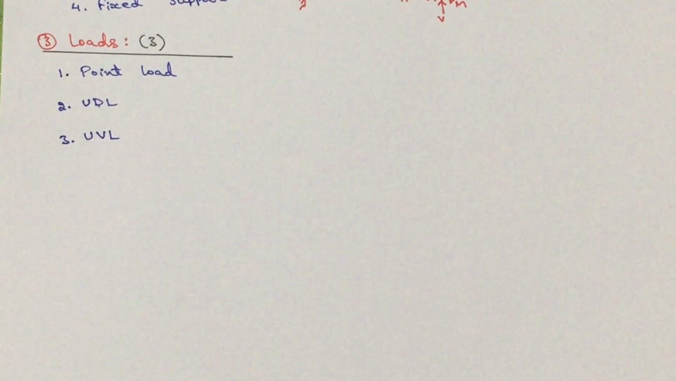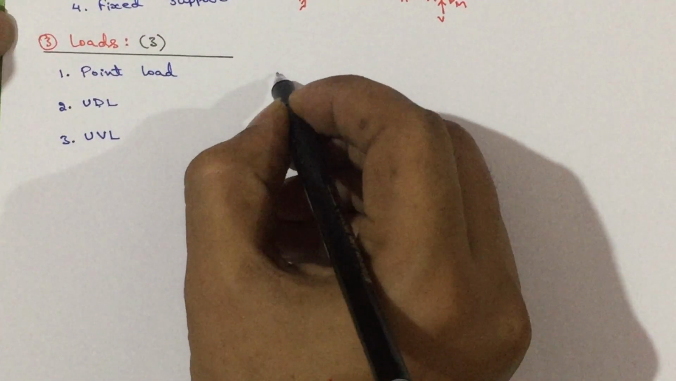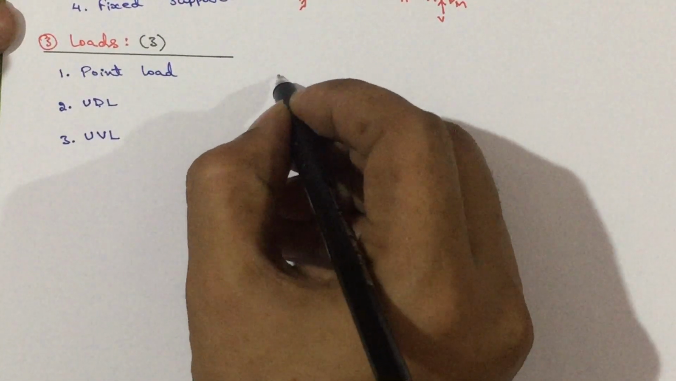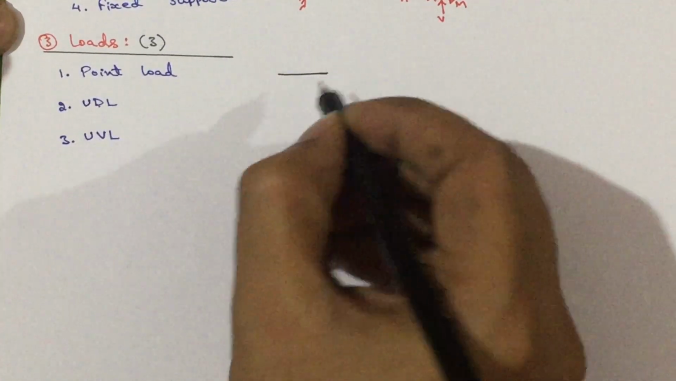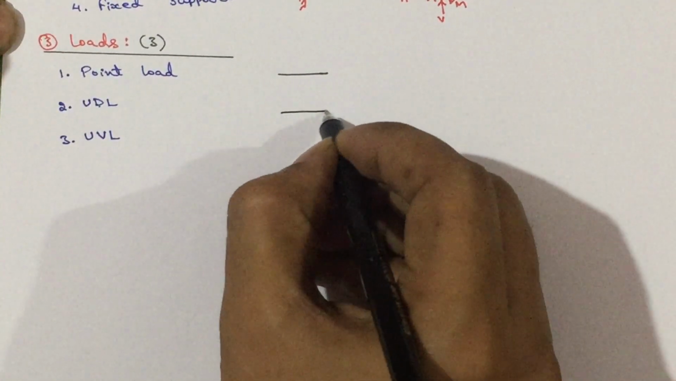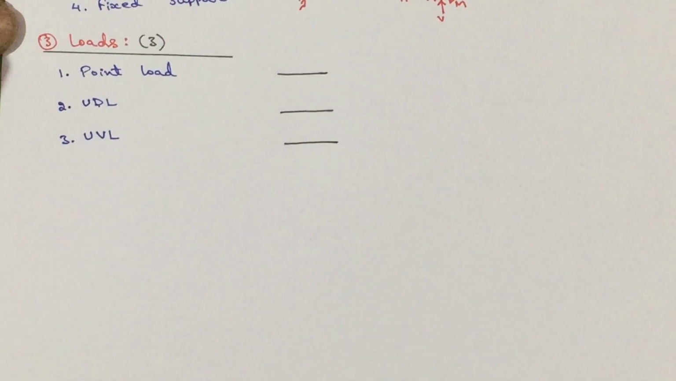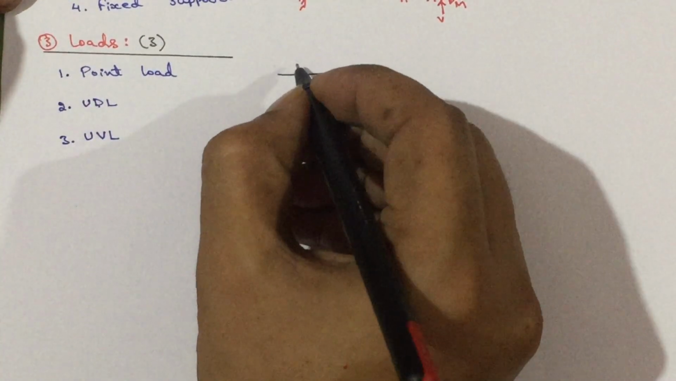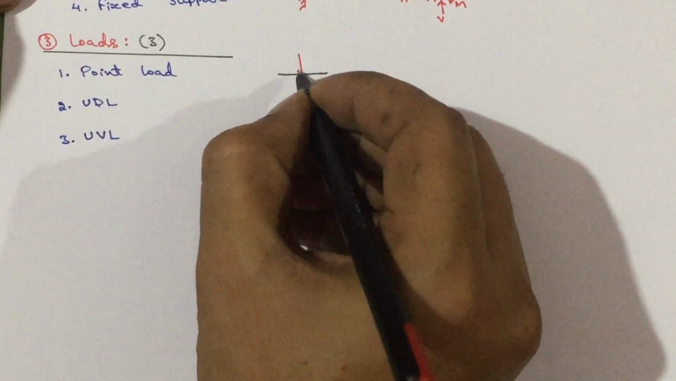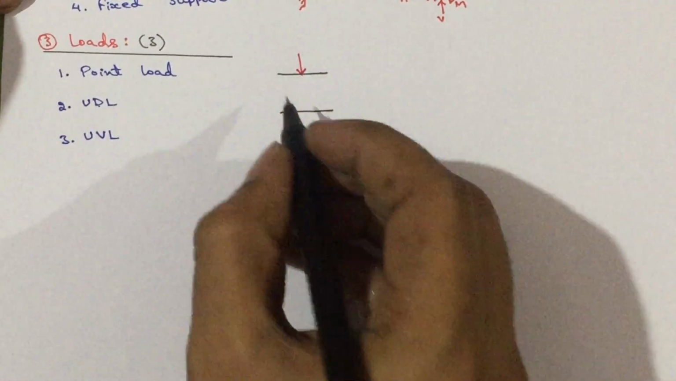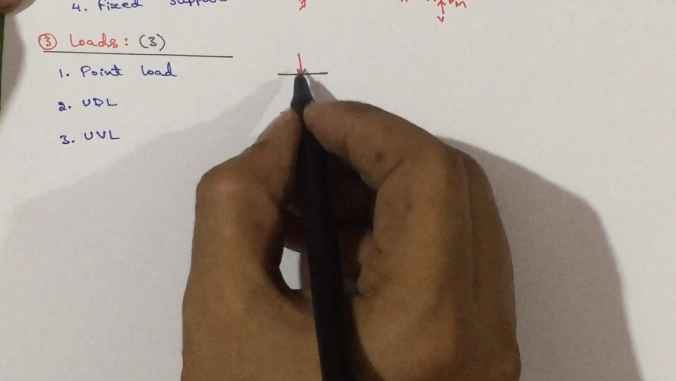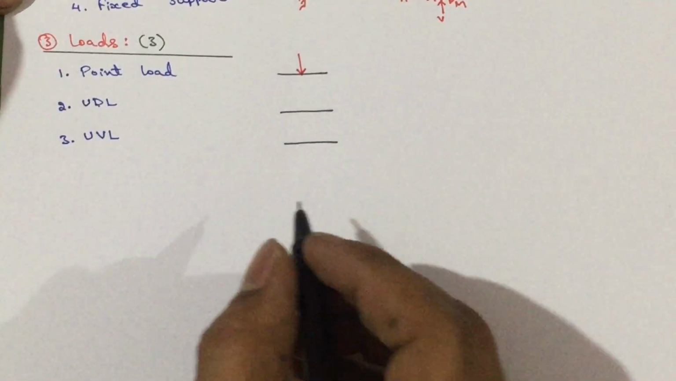Now how to indicate that one? For that the load is going to act on the beam. First let us write three beams first. Point load is nothing but the load which is concentrating at a single point, we call that one as point load, that is indicated by the line.